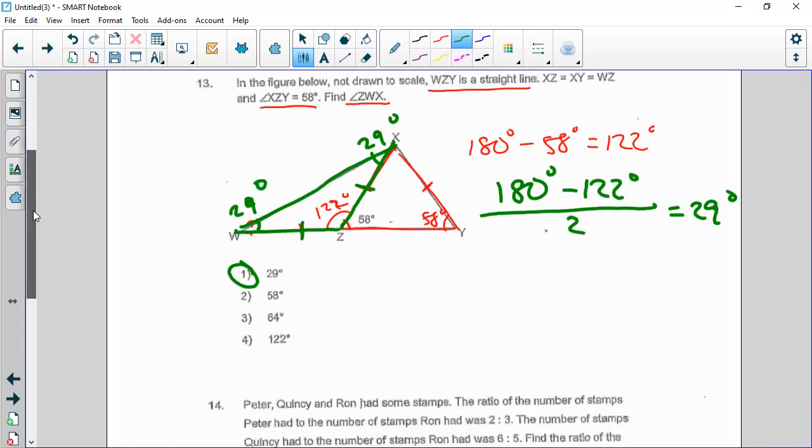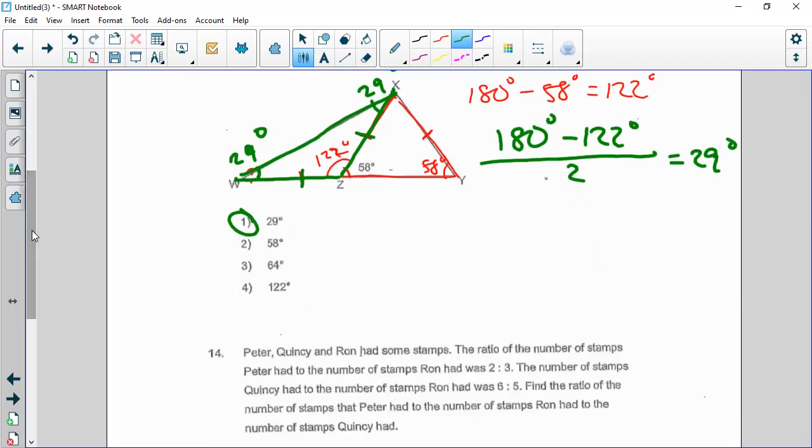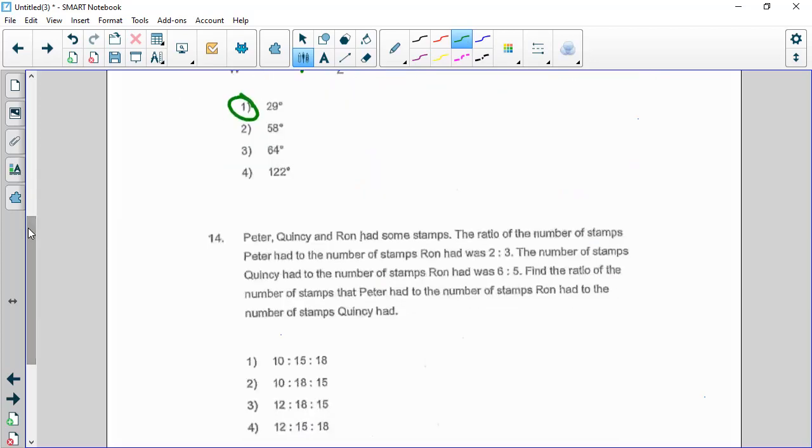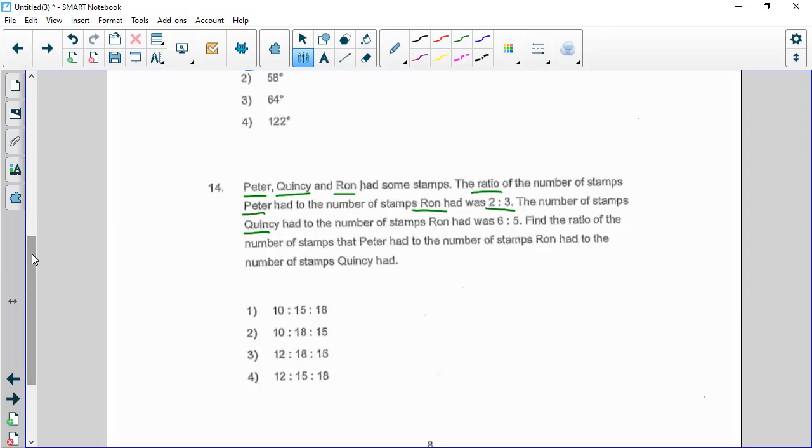Okay, question 14. Question 14 looks very wordy. This is a kind of question you will see in P6, right? In the paper 1, in P6, you will see wordy questions. But does it mean it's very hard? No, it's not very hard. It's actually quite easy. Peter, Quincy, and Ron had some stamps. The ratio of the stamps Peter had to the stamps Ron had was 2:3. And the number of stamps Quincy had to the stamps Ron had was 6:5. So find the ratio of stamps that Peter had to Ron to Quincy.